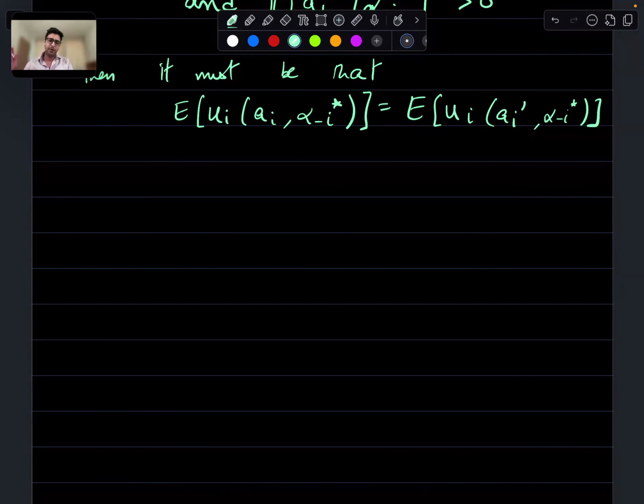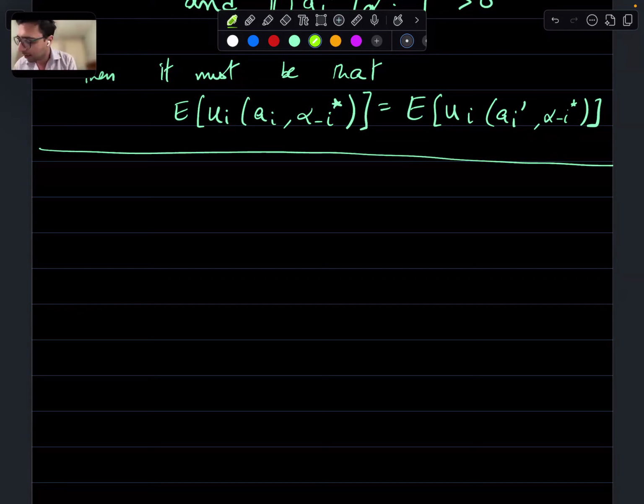Okay, so now we're going to talk about rock, paper, scissors. First, we'll write out the payoff matrix for it, and then we'll try and find a mixed strategy Nash equilibrium.